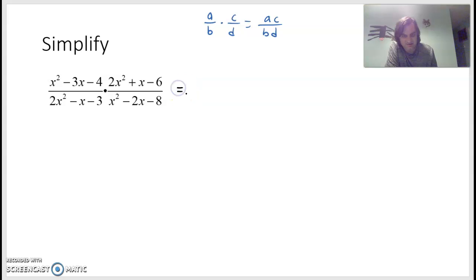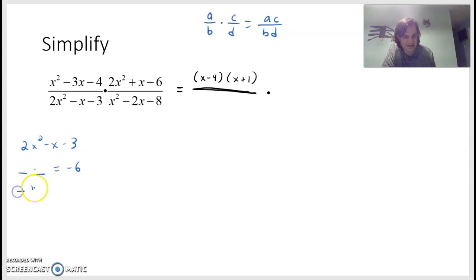I can look at a couple of these and do them very quickly. So the first fraction, x squared minus 3x minus 4, you can do this on your own paper, but it should be x minus 4 times x plus 1. You can work out the factoring techniques there. The denominator, 2x squared minus x minus 3, I'll walk through that. So I need two things multiplied together to give me negative 6 that add up to be negative 1.